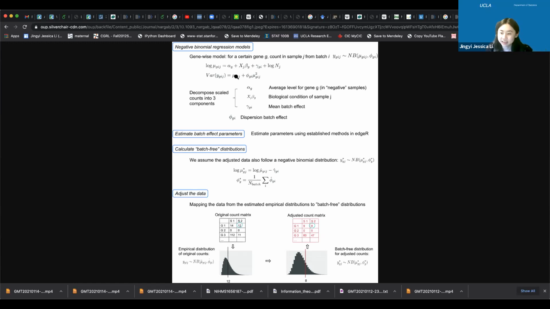But I think the key idea is that we assume every gene has a specific NB, negative binomial distribution, in each sample and in each batch. And after the adjustment, we're going to remove the batch effect by only keeping the gene and sample effect. So this is a more complicated way of doing batch correction, but essentially batch correction is for the same purpose as normalization. You want to make the samples more comparable with each other.